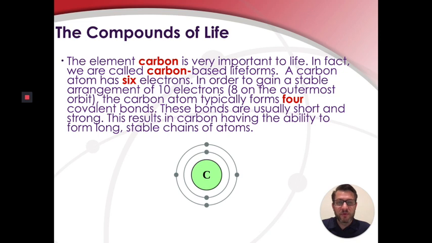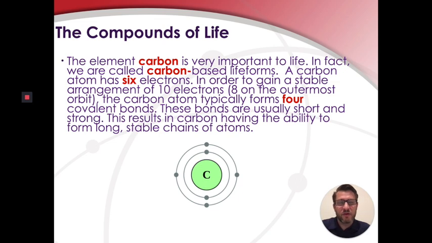If you remember the octet rule, or the rule of 8, the outermost orbital of most atoms are happiest and most stable when they have 8 electrons. Carbon occupies a really important spot on the periodic table in that it has 4 valence electrons. So it's looking for 4 more electrons. Carbon is going to make a lot of different kinds of bonds in order to fulfill that octet.